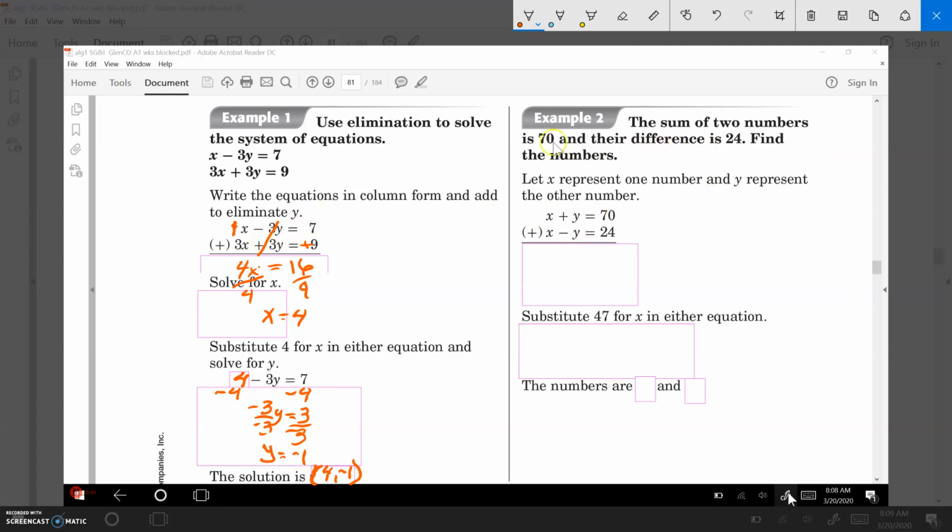Sum of two numbers is 70. So one number plus another number is 70. You don't have to use x and y, that's the most common. You could use a plus b. The difference means subtract, so we're subtracting those two numbers is 24.